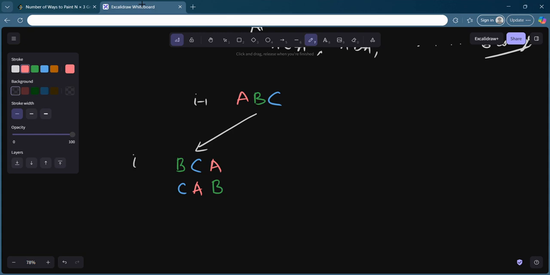Can you have anything else apart from this? Can you just tell me whether there is any other 3 color combination? See, what I'm trying to derive is that from a 3 color combination.